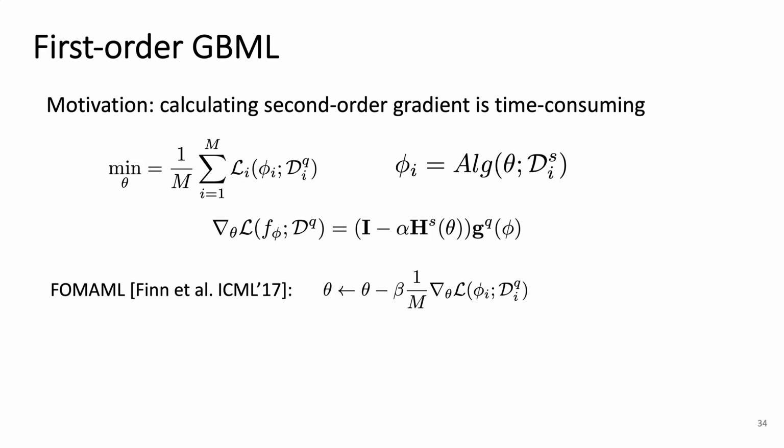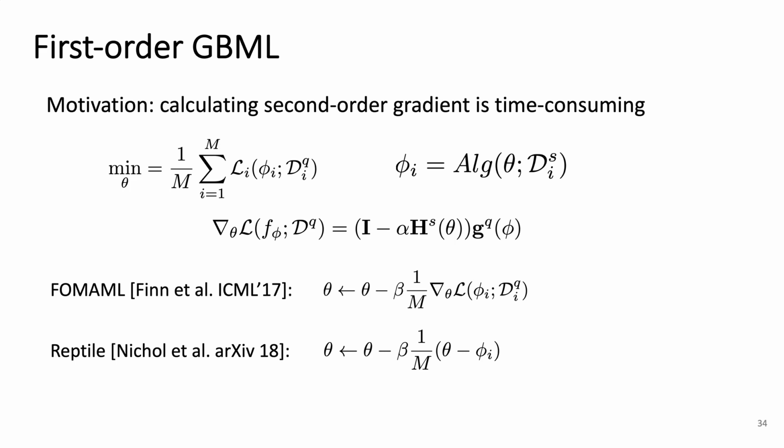Here are some solutions that use first order approximations to approximate the second order gradient. For example, the first-order MAML, which is also included in the traditional MAML paper, optimizes the outer loop. Instead of calculating the second order gradient, it just uses an approximation by using the phi I as the task specific parameters on task I, and the performance of phi I on the query set of task I to approximate the second order derivative.